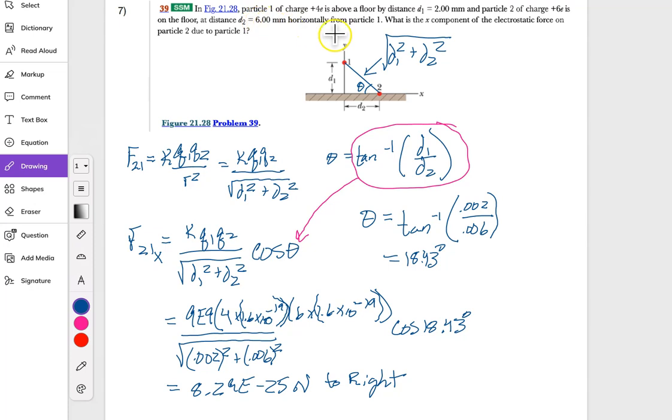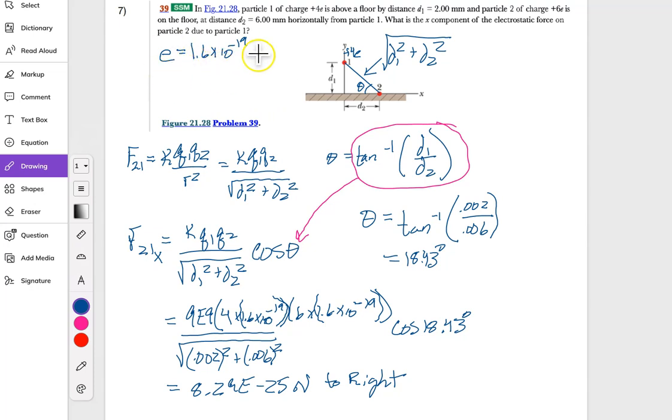For the next one, which is number 7, this one looks a little weird, but it's actually not too bad. So we have a charge of particle 1 being positive 4e. That just means an e is a fundamental unit of charge, and it has a value equal to 1.6 times 10 to the negative 19th.